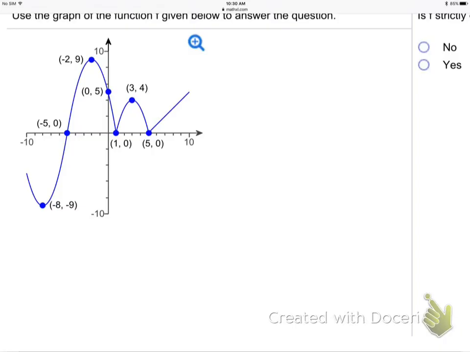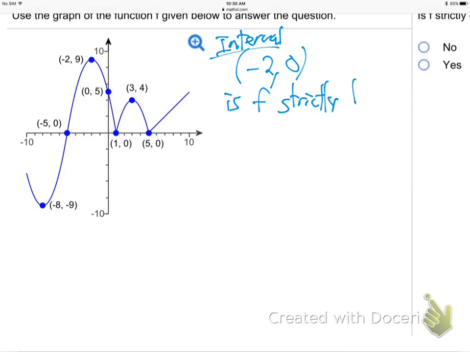Think with me through the questions. They'll be on YouTube later, or right away, right after class. So they're asking, it's off the screen, but they say, let me write it more clearly: in the interval minus 2, 0, is f strictly decreasing?